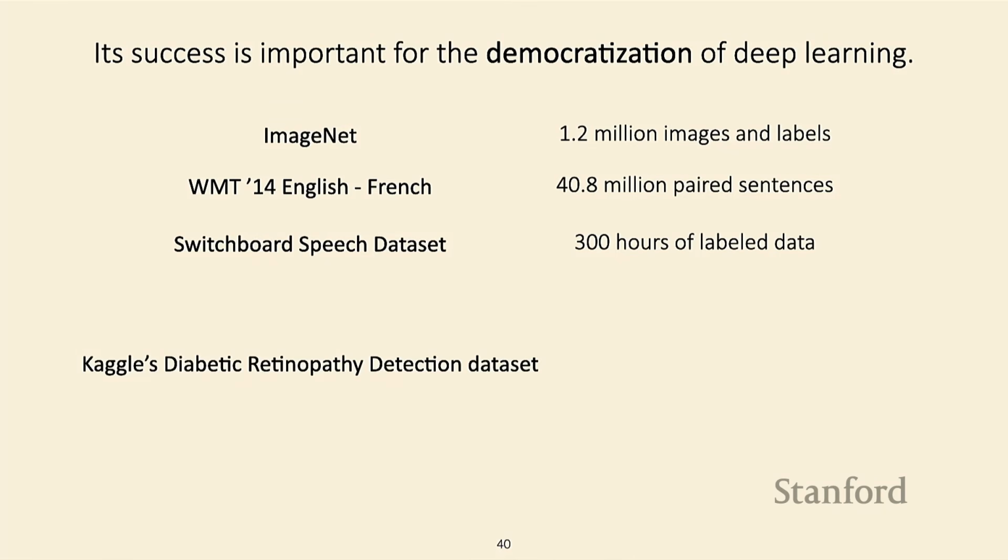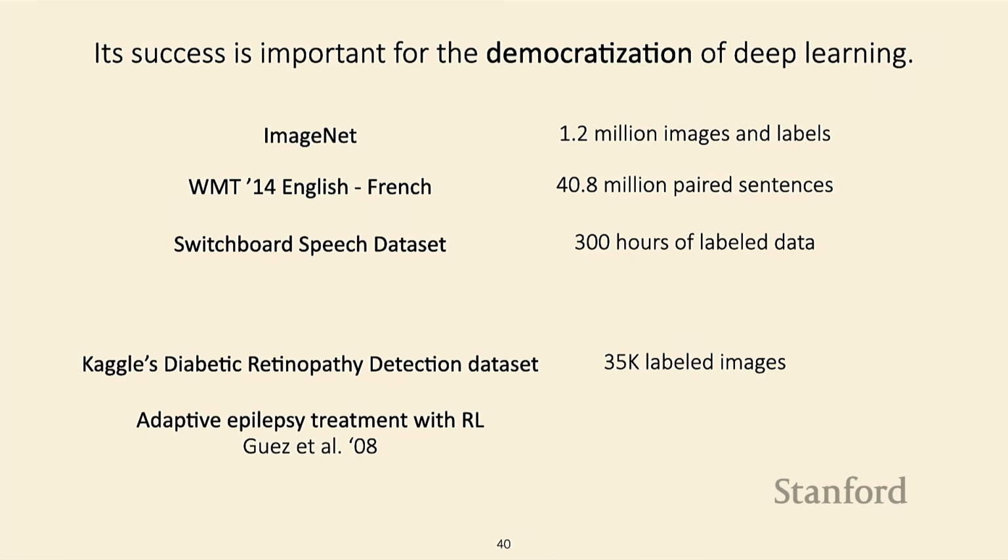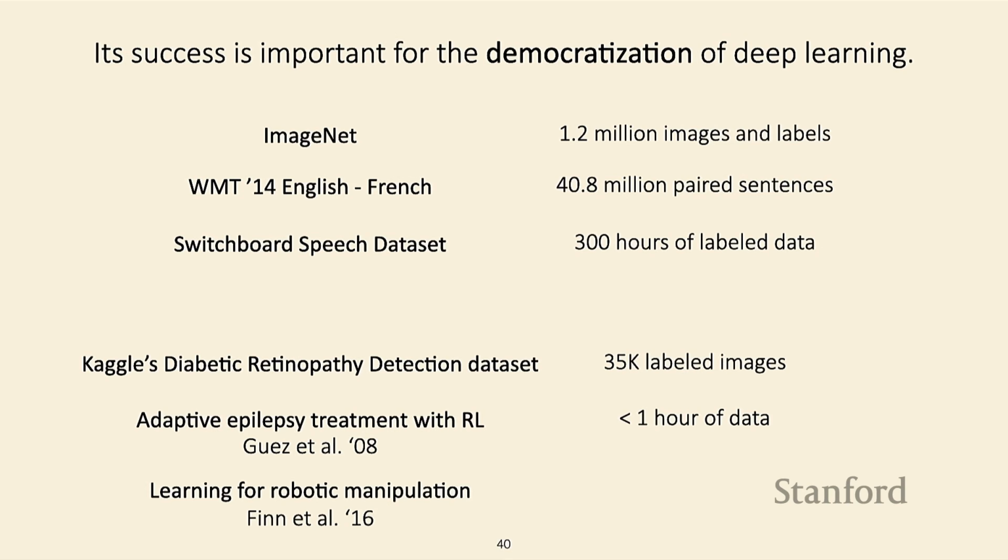For example, Kaggle's diabetic retinopathy detection data set only has 35,000 labeled images. And this is something where deep learning isn't going to work as well if you train from scratch. Likewise, there's a data set on trying to adaptively treat epilepsy, and this has less than an hour of data. And one of the papers that I showed before from the beginning of my PhD, where we were learning the spatula task, had less than 15 minutes of data. So this is much, much less data.